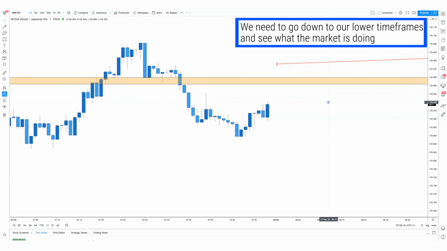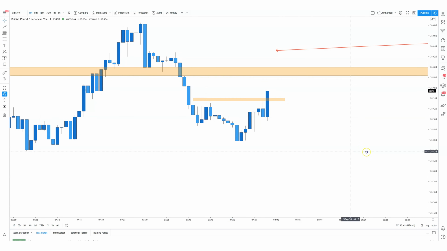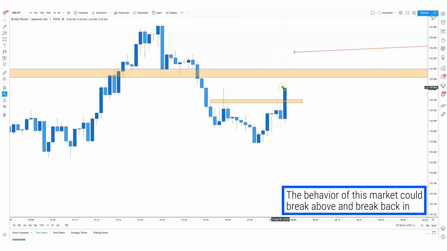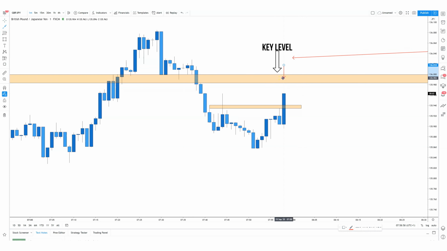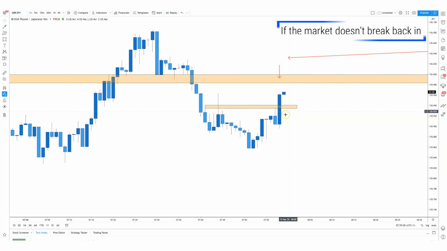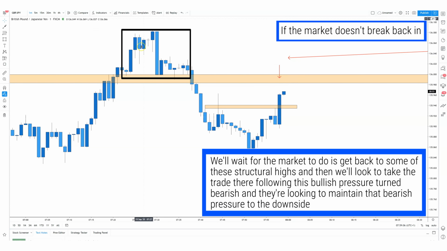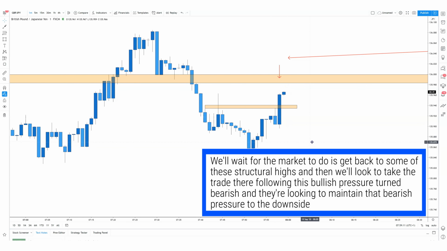Well, we need to go down to our lower time frames and see what the market is doing. You can see here we have a key level in the market where price is failing to break above. Well, we're finally having the break now, so we'll hold that. Now, the behavior of this market could break above and break back in. That's completely fine, and this is also the key level where we know the market can react. So if the market doesn't break back in, then we'll wait for the market to get back to some of these structural highs, and then we'll look to take the trade there, following this bullish pressure turning bearish, and then looking to maintain that bearish pressure to the downside.